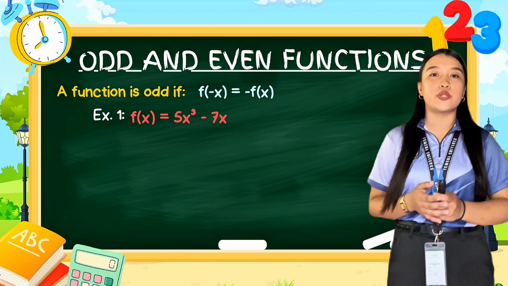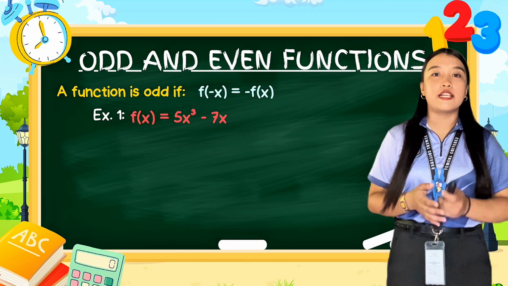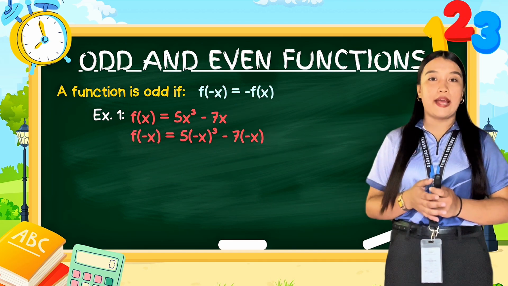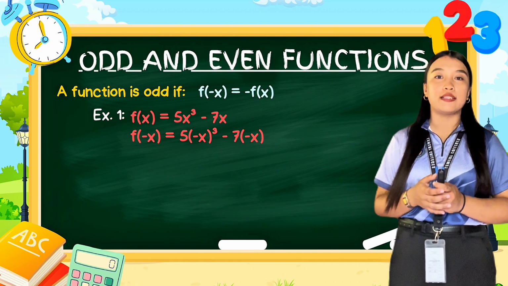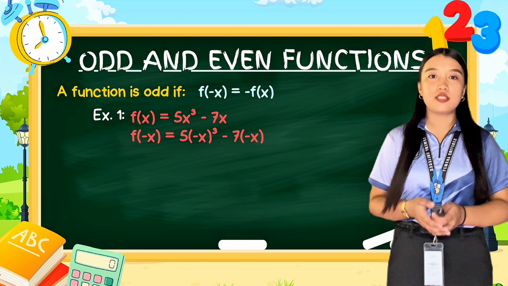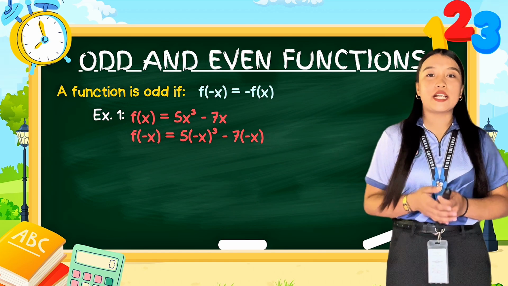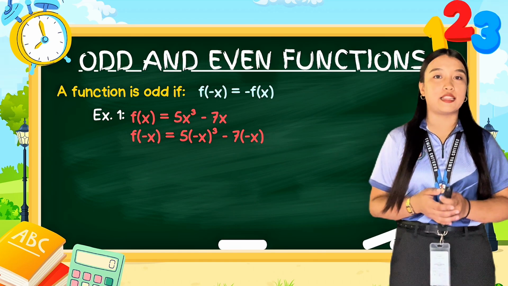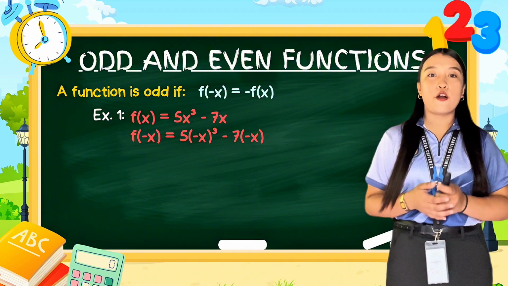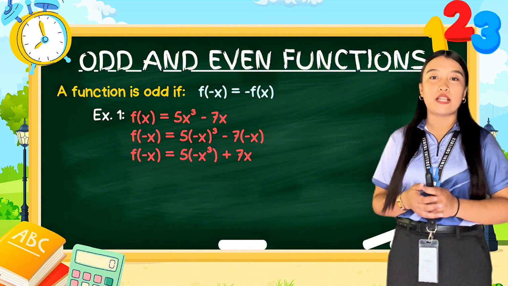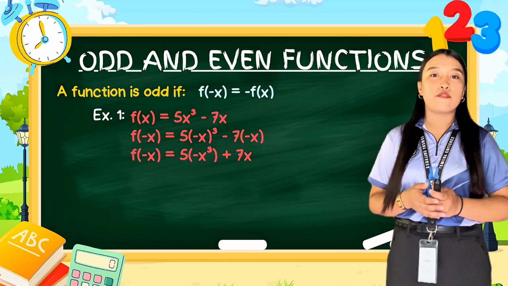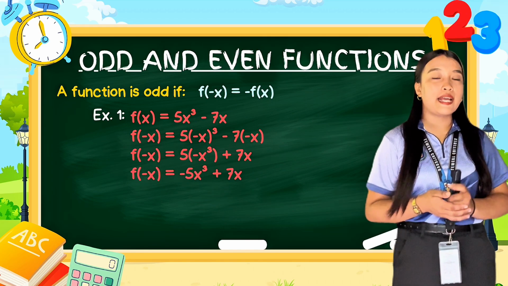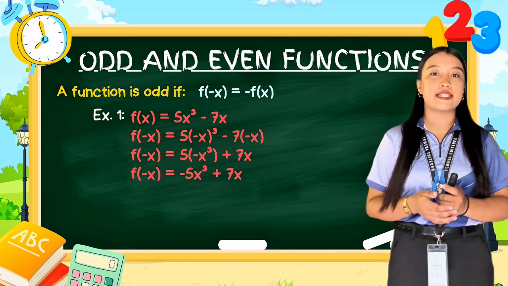Next, we substitute negative x into the function, giving us f of negative x equals 5 times negative x cubed minus 7 times negative x. Now, simplify. Since the cube of a negative number stays negative, we get f of negative x equals 5 times negative x cubed plus 7x. This simplifies to f of negative x equals negative 5x cubed plus 7x.